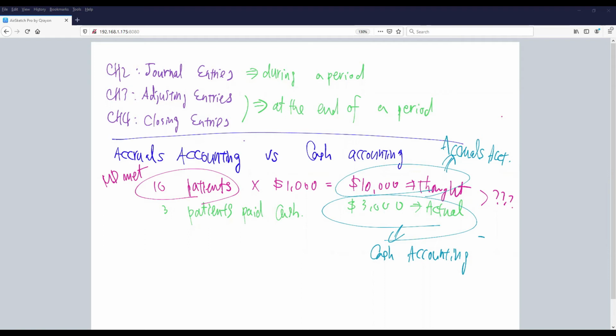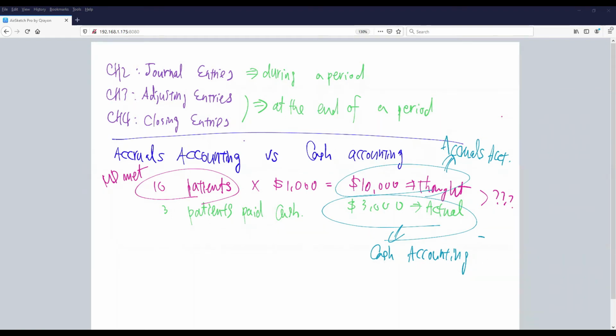That's cash accounting. Accruals accounting is different. Accruals accounting states that as much as you provide the service, right? You perform the obligation, right? You are entitled to record it, the revenue, the salary, right?